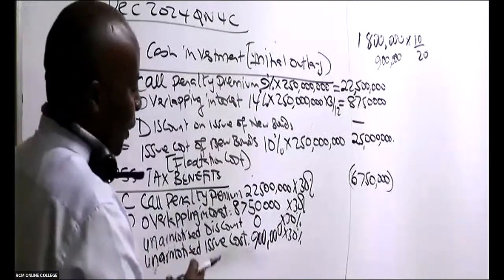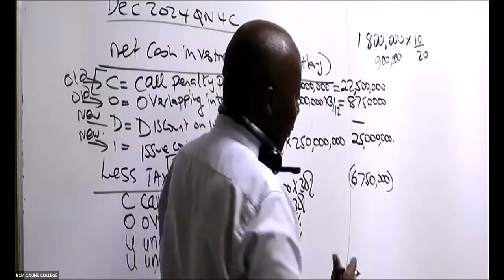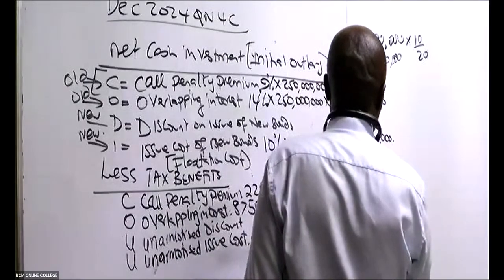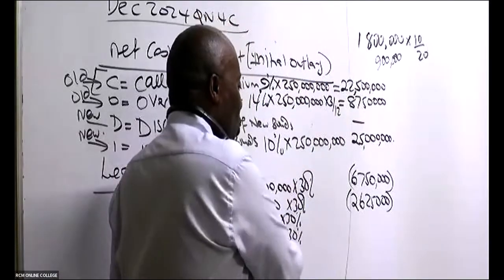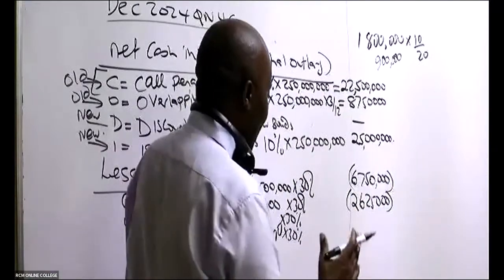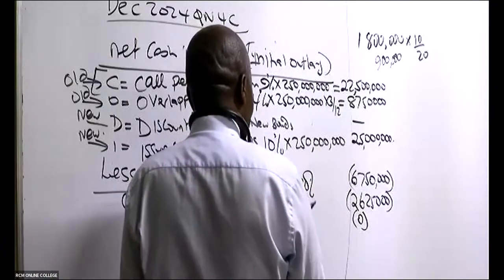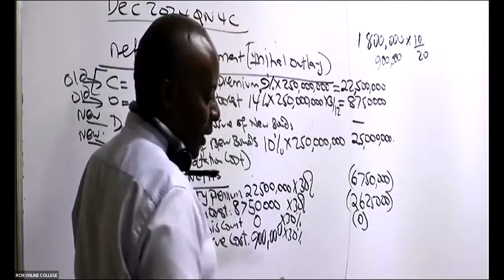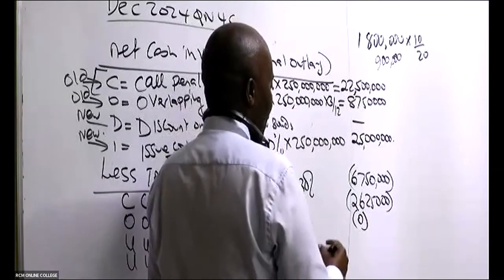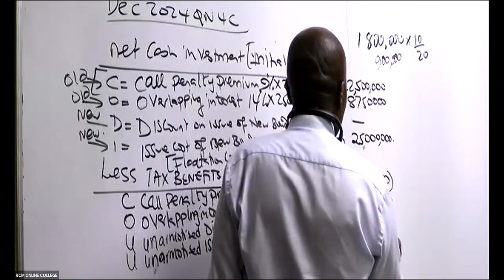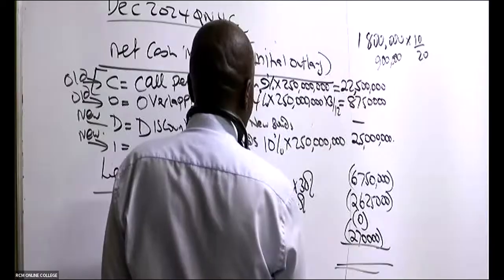How about 87,50,000 times 0.3? 26,25,000. Lincoln, I can see your question. We don't divide by 20. No, this is the full unamortized. The full unamortized. This one here is 0, right? Yeah. 900,000 times 30%, which now will end up giving us 270,000.